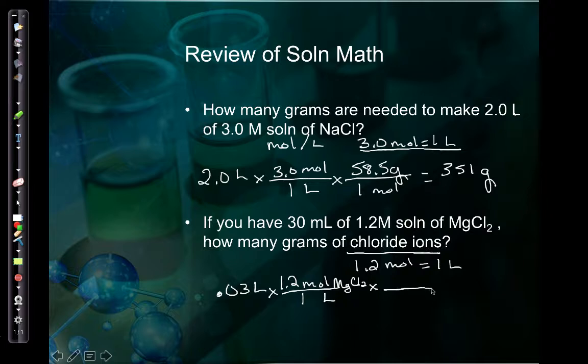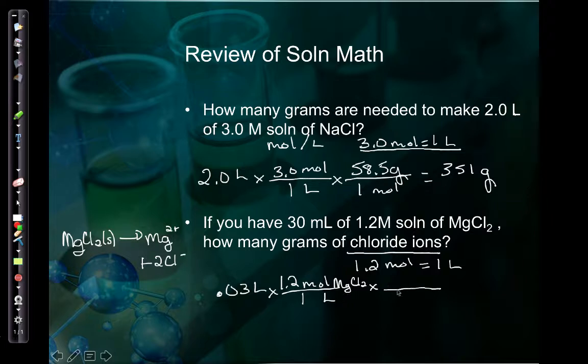Now the problem is that this particular problem is specifying the chloride ions. Well, I know that if I dissolve magnesium chloride, I'm going to pull it apart into the ions. I'm going to make 1 magnesium ion and 2 chloride ions.